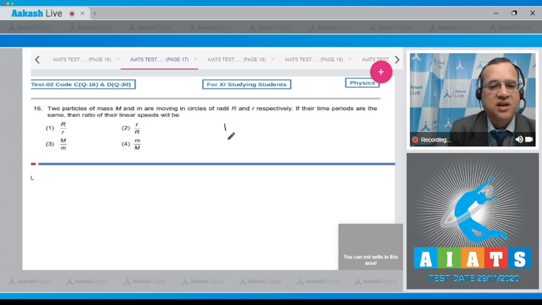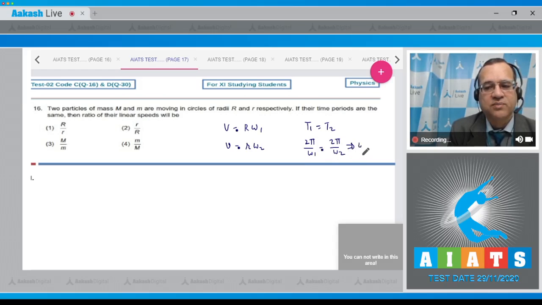Now, dear students, the linear speed is equal to r omega, and the second would have r and omega. But see, given their time periods are equal, their angular velocities will also be equal. So omega 1 is equal to omega 2. And therefore, the velocity ratio is capital R by small r, and this is 1 from here. So the answer is capital R by small r.